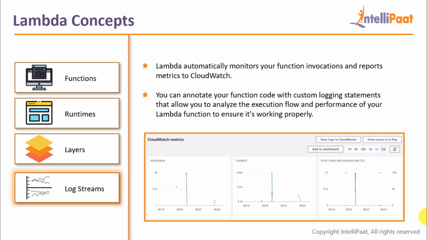And then come the log streams. This is the part where you monitor the Lambda function. Normally, Lambda automatically monitors your function invocations and reports metrics to CloudWatch. If you don't want to just watch metrics, you can write code in your Lambda function so that you get logging statements for each and every step your function goes through, and you can look at the execution flow and how your Lambda function is performing and whether it's working properly or not.